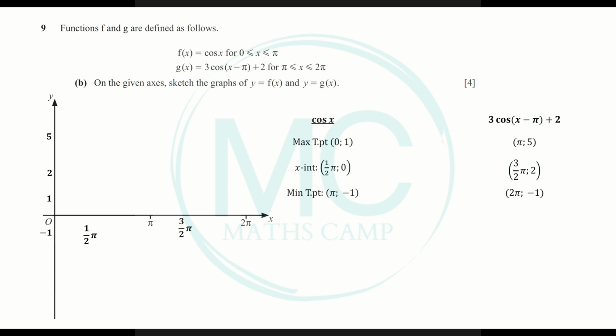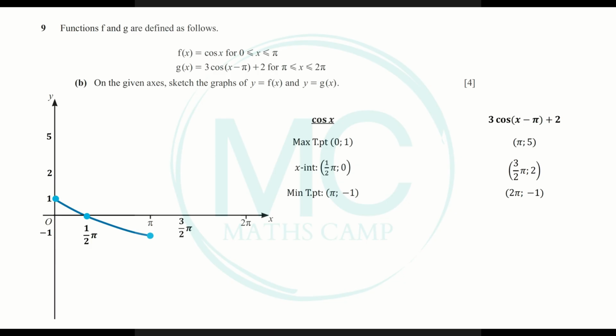The most important thing to keep in mind here is that both f of x and g of x have limited domains. F of x considers x values between 0 and pi. So now we can plot these 3 points. We have a point on the axes at (0, 1), on the x-axis at (1/2 pi, 0), and a point at (pi, -1). And now we can join these points together. These are the only points that we can consider in this domain.